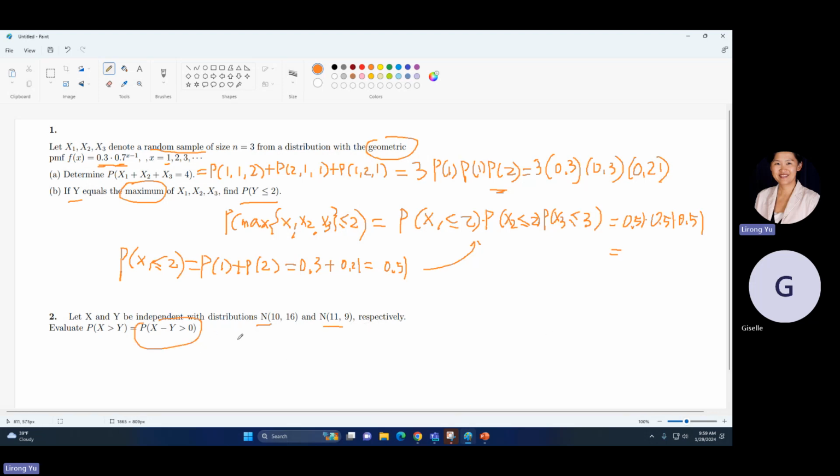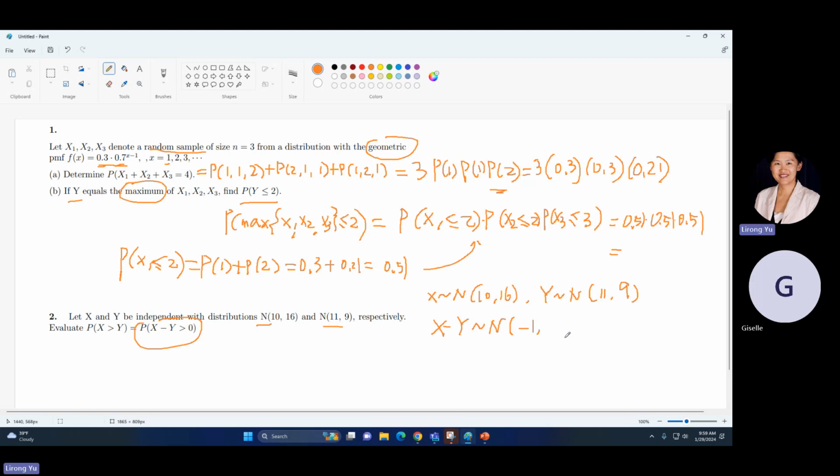So if you want to study the probability of x minus y, what kind of distribution is x minus y? We know that x follows a normal distribution with mean 10 and variance 16. Y follows a normal distribution, the mean is 11, the variance is 9. So what about x minus y? For x minus y, the mean is -1.